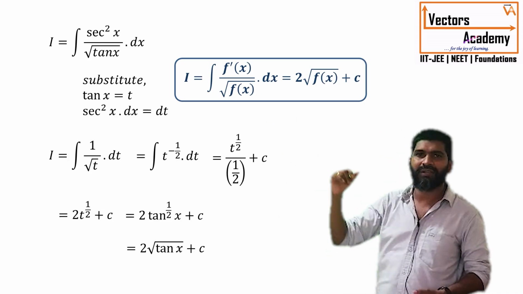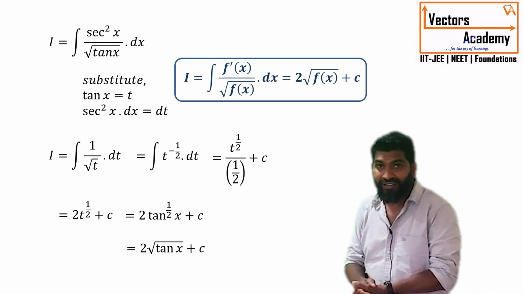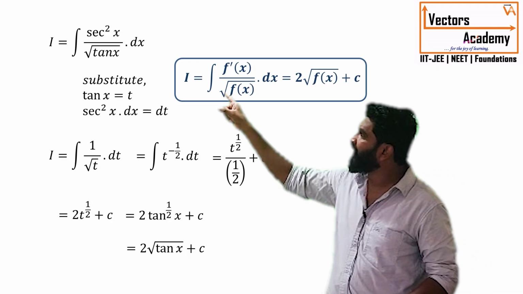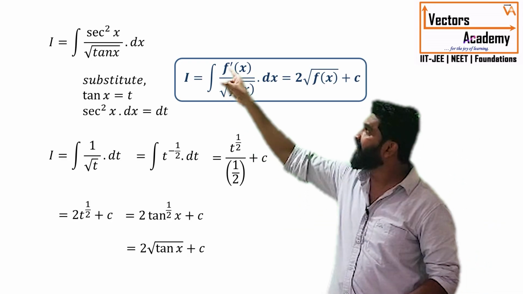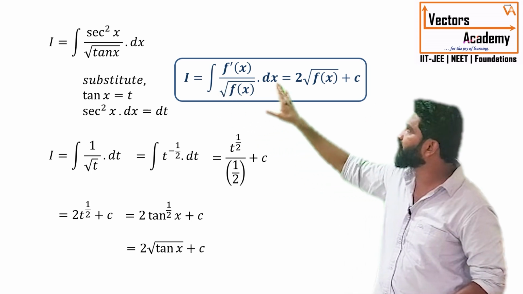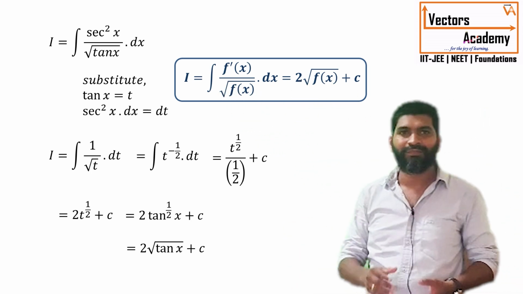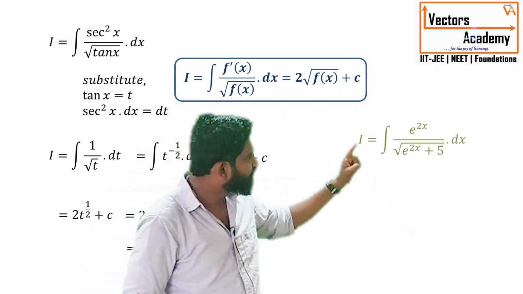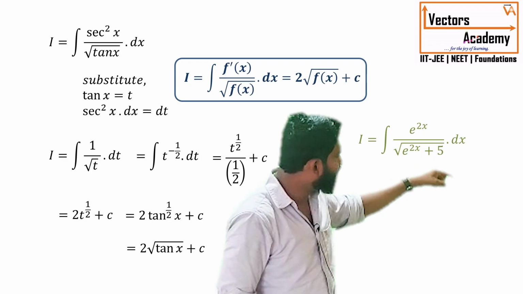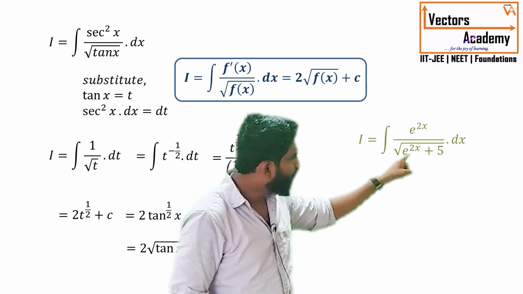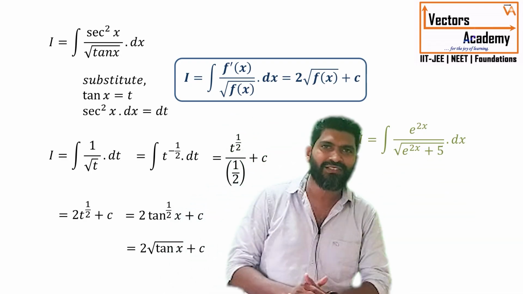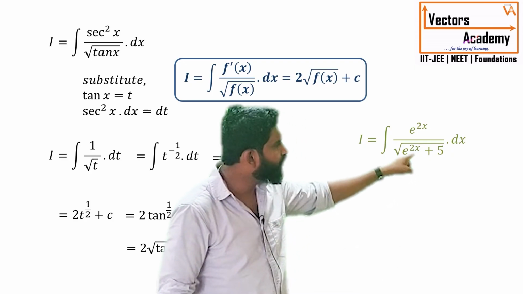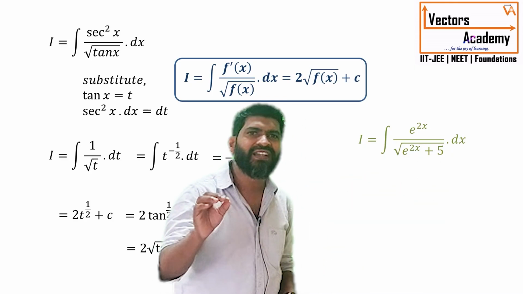So this brings us to a new formula, or a new trick, to solve questions quickly. If you find the derivative of the denominator, which is inside the root, in the numerator, we can write the answer as 2 into the denominator plus c. Now let us use this formula to solve a quick question. We have integration of e raised to 2x upon root of e raised to 2x plus 5. The denominator is e raised to 2x plus 5. Let us find the derivative of it.